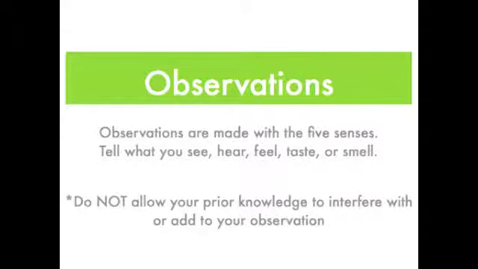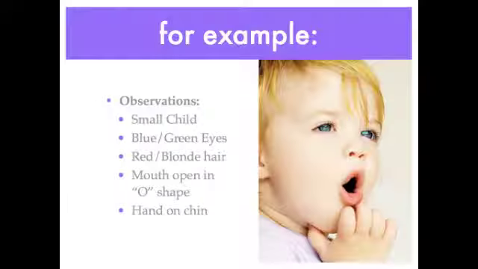Observations. Observations are made with the 5 senses. Tell what you see, hear, feel, taste, or smell. Do not allow your prior knowledge to interfere with or add to your observation. For example, if you were making observations of this picture of a baby, you might say, "It's a small child. It has blue or green eyes, it has reddish blonde hair, its mouth is open in an O shape, and its hand is on its chin."